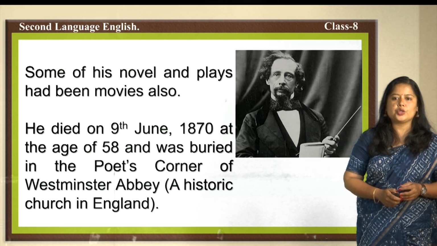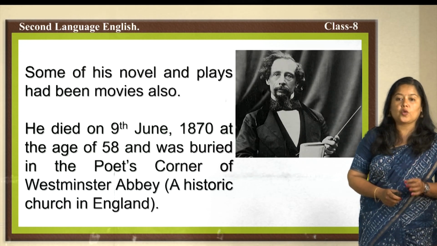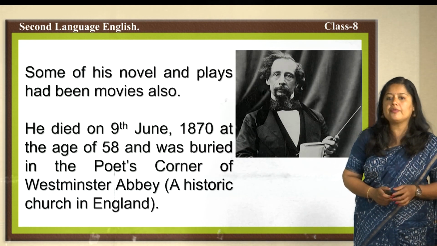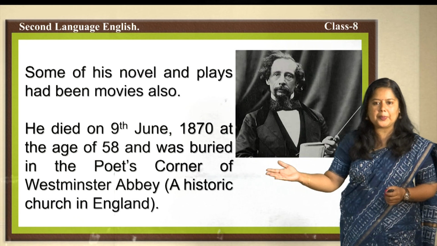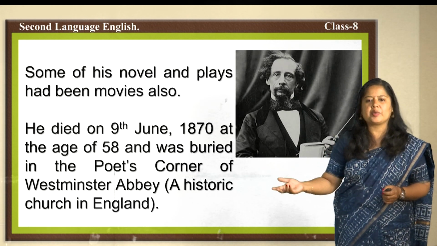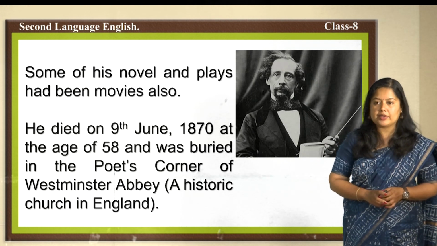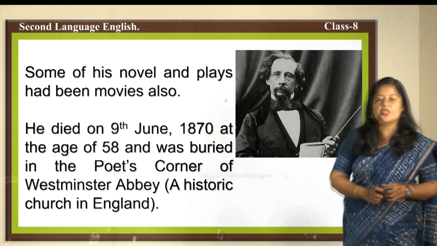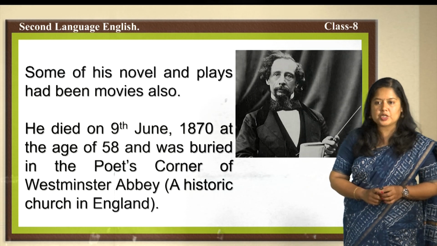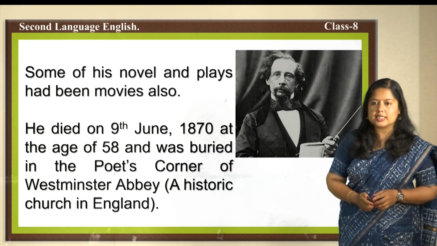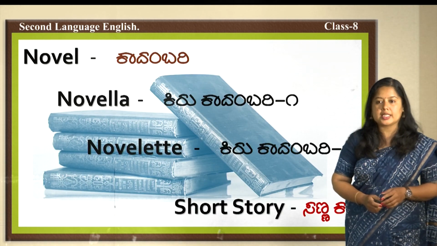He died on 9 June 1870 at the age of 58 and was buried in the Poets' Corner of Westminster Abbey. There is a place where only poets and writers have been buried after death in Westminster Abbey, and the very first poet to be buried over there was Chaucer, the first modern English poet. So, there itself even Charles Dickens was buried after his death.